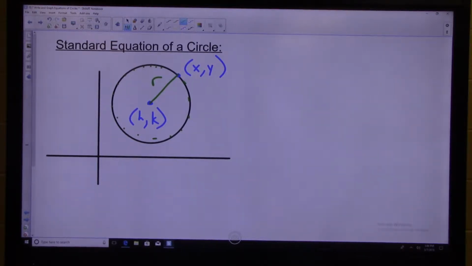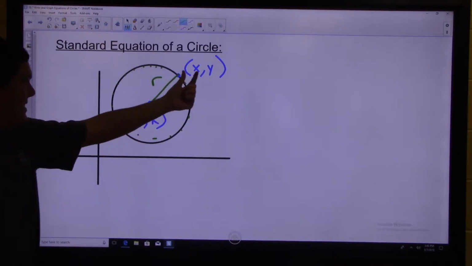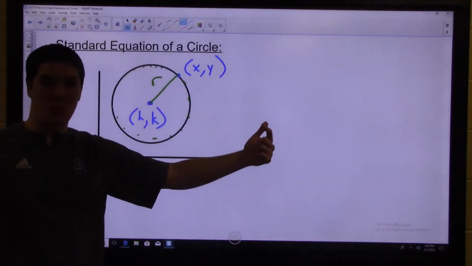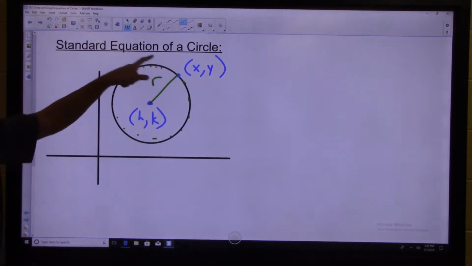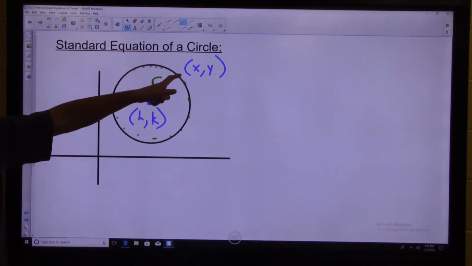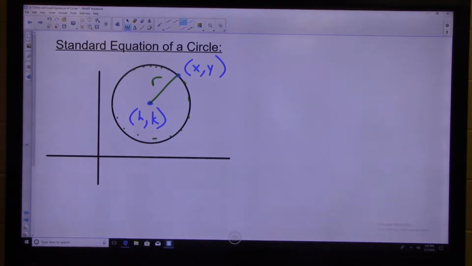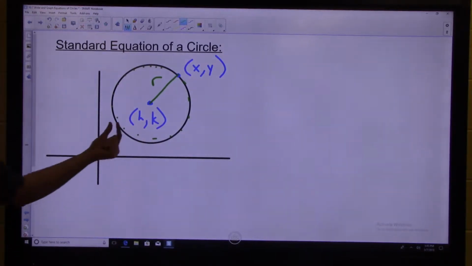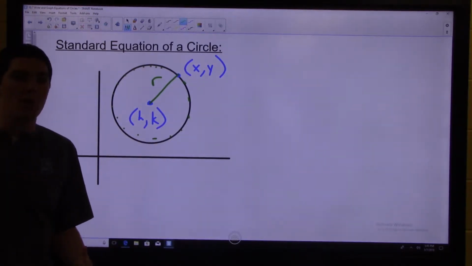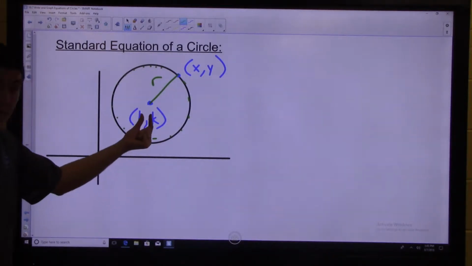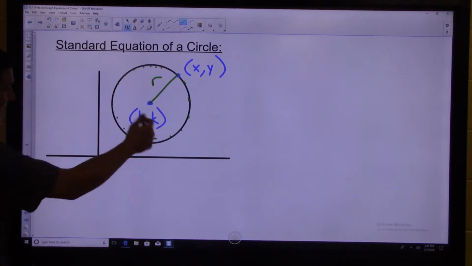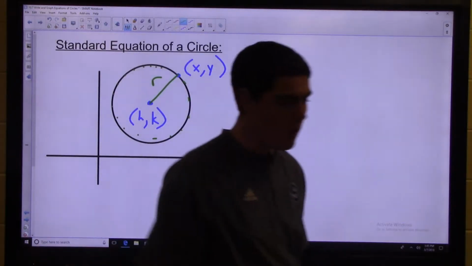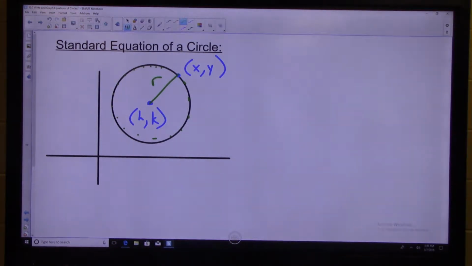And I'm going to label any point on the circle as x comma y. It has an x coordinate and a y coordinate, so we'll call it x comma y. Just know that I could be referring to any of these points. I just picked one in particular right here. And then h comma k, we usually let h and k represent the coordinates of our center. That's going to be the center of our circle. So h is the x coordinate of our center, and k is the y coordinate of the center. Okay, so let's go ahead and get this thing started.